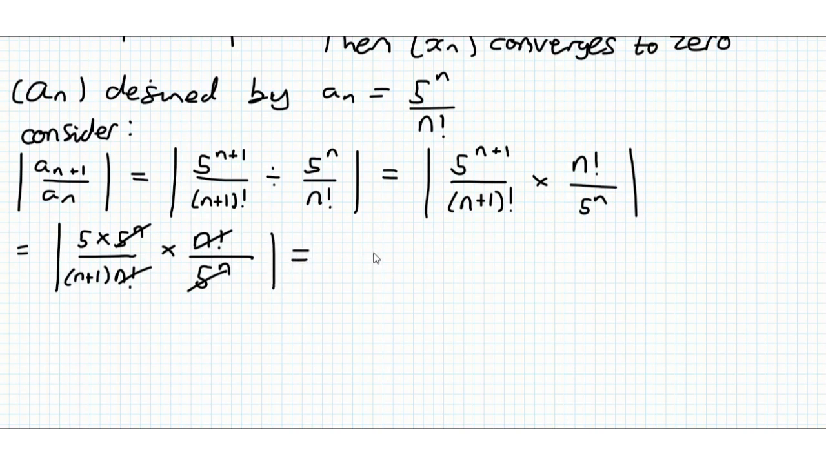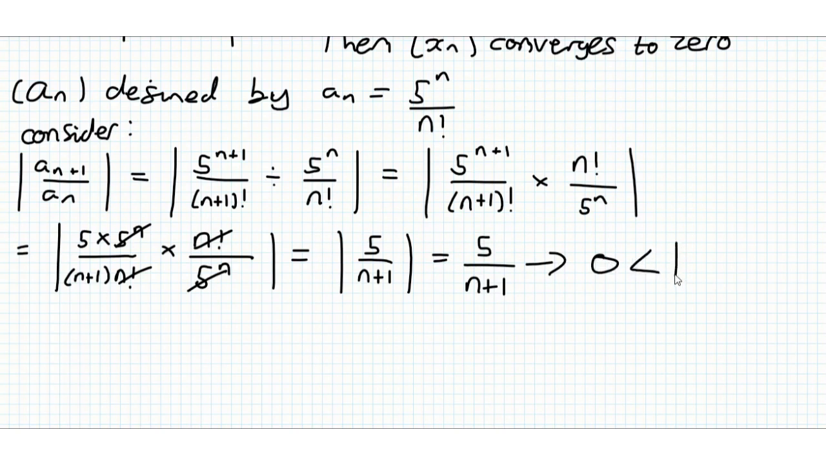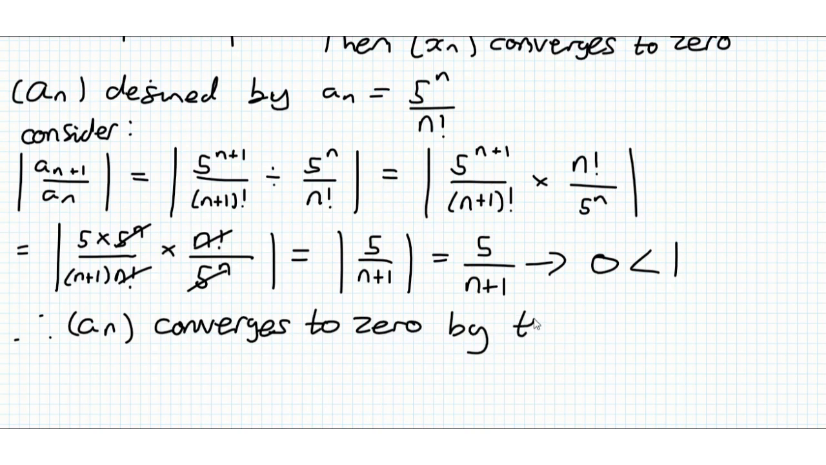So this is just equal to the modulus of 5 over n plus 1. n is a natural number, so this is always positive. So that's equal to 5 over n plus 1, and as n tends to infinity, this tends to 0, which is less than 1. Therefore an converges to 0 by the ratio test.